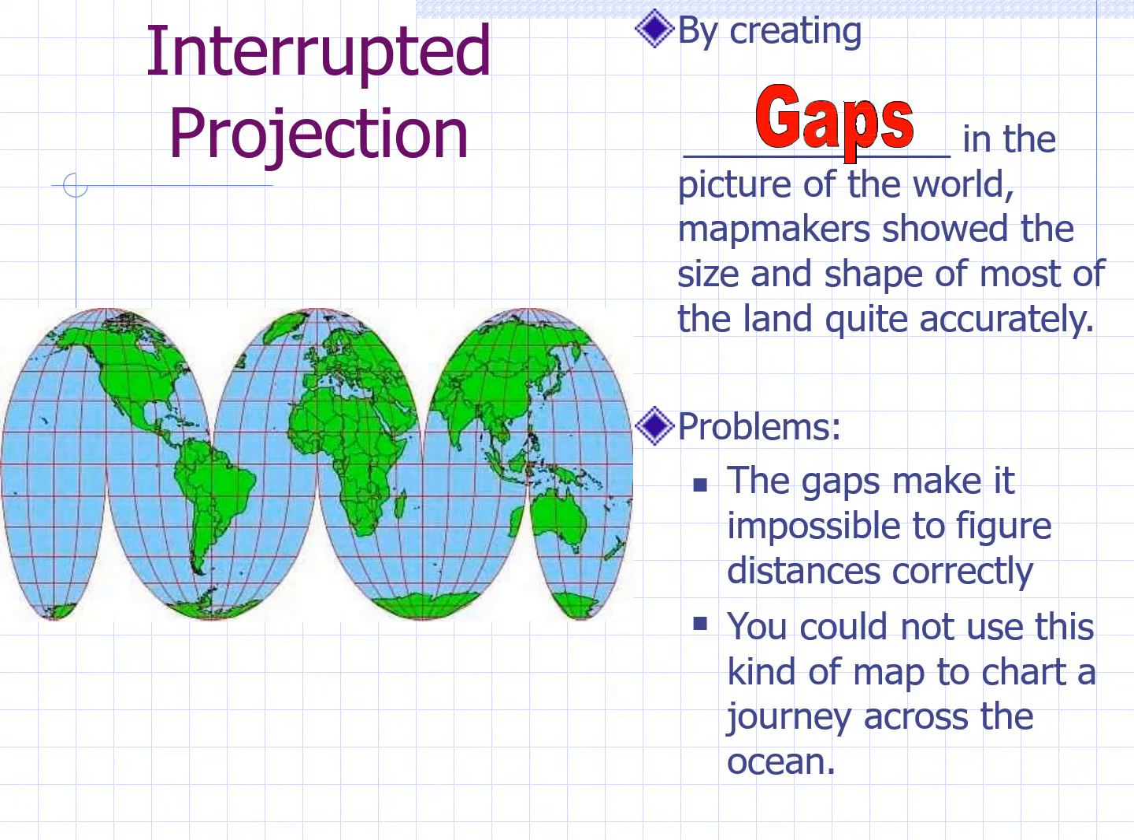Interrupted projection. By creating gaps in the picture of the world, mapmakers showed the size and the shape of most of the land quite accurately. Problems. The gaps make it impossible to figure distances correctly. You could not use this kind of map to chart a journey across the ocean.